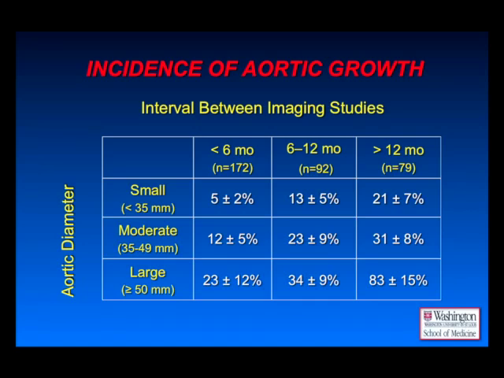We looked at the incidence of aortic growth depending on aortic diameter and compared it to the interval between imaging studies for serial CT scans in the clinic. Our point was to try to identify for each aortic diameter what time interval would be appropriate to obtain serial imaging studies. We found that with a small aorta less than 35 millimeters, yearly imaging studies were probably appropriate, but when the aorta got to be greater than 5 centimeters, imaging at 6 to 9 months was probably most appropriate to pick up and identify incidences of aortic growth over time.